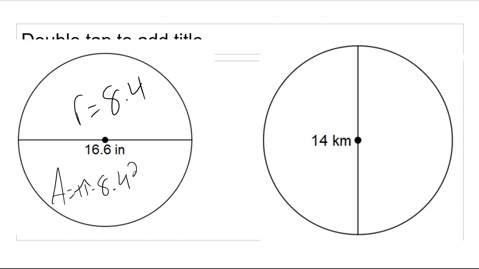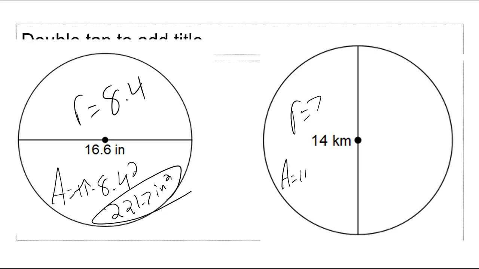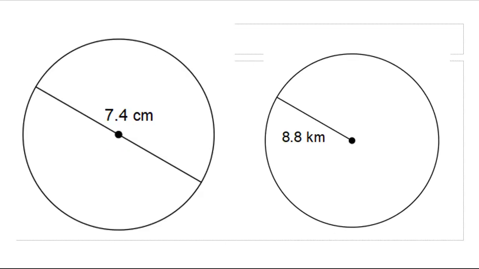And the left one will give me 221.7 inches squared. Left one, my radius is 7, so area equals pi times 7 squared. It's going to give me 153.9 kilometers squared.